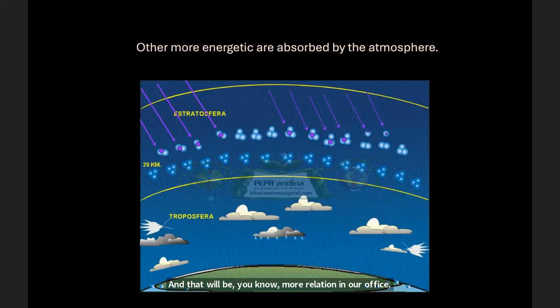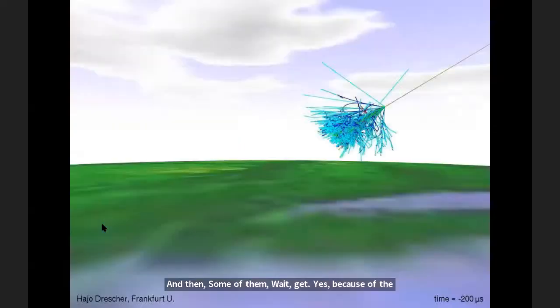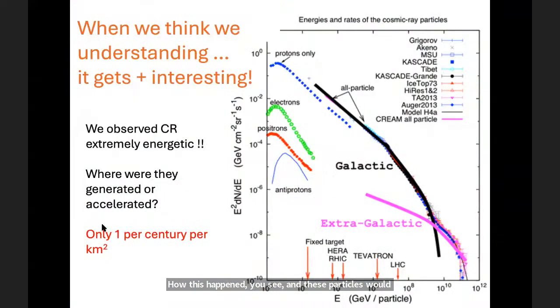But some of them, the most energetic, will produce air showers because of the atmosphere. And then I will show you how this happens, you see? And these particles would get to the surface. So we thought we understood. We know this is energy, this is a number of particles.